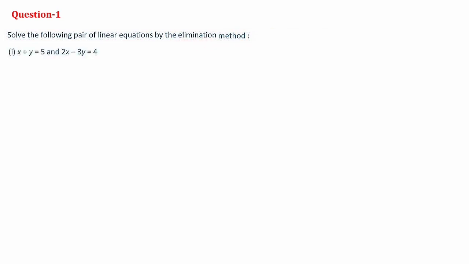First question is x plus y is equal to 5 and 2x minus 3y is equal to 4. Here two variables are there, one is x and another one is y. So we have to eliminate x or y as you wish. So here let me take the two equations as equation number 1 and equation number 2. x plus y is equal to 5, equation number 1. 2x minus 3y is equal to 4, equation number 2.